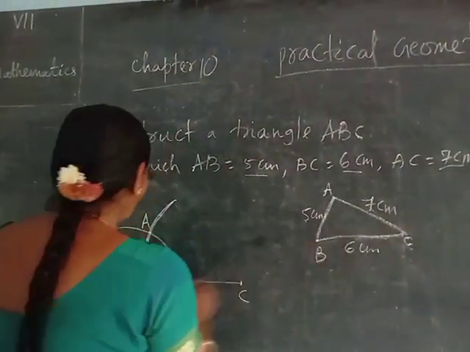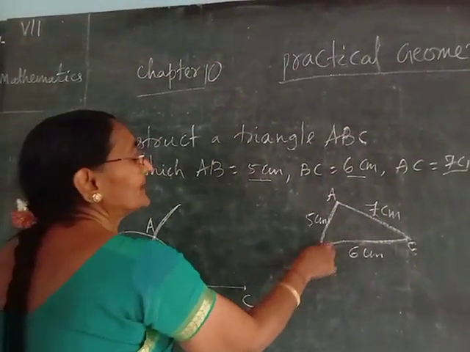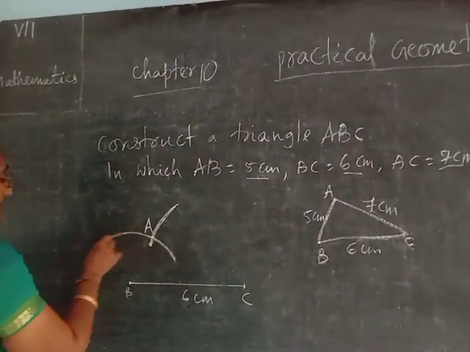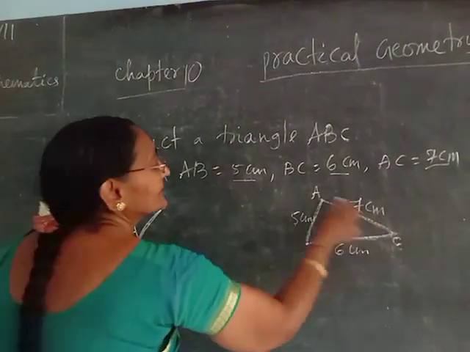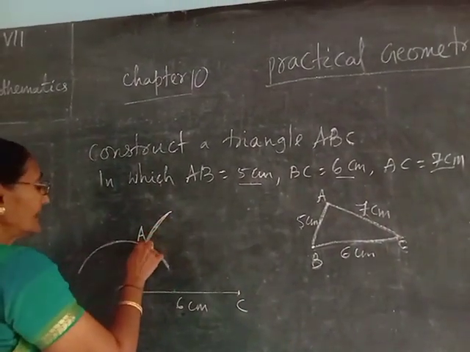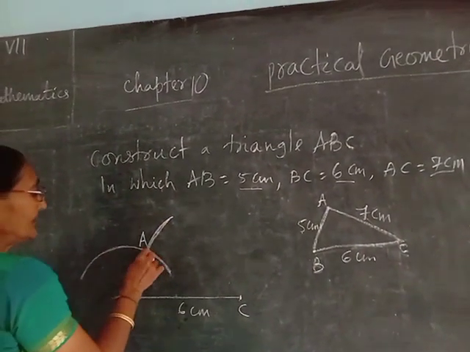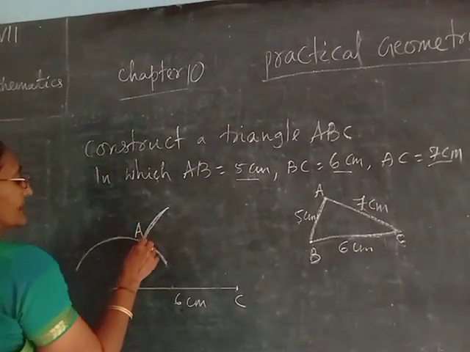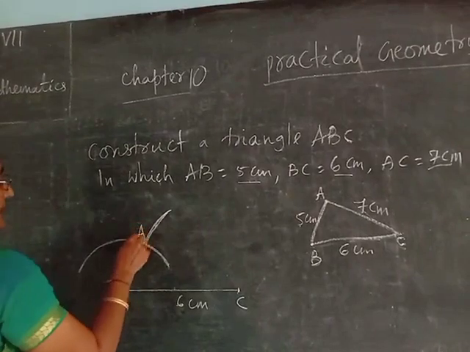First, BC you have taken, BC is 6 centimeter, and from B to A, this is 5 centimeter, the 5 centimeter arc you have drawn. And again C to A, this side is 7 centimeter, from C another arc you have drawn on the arc, before that arc. Where the two arcs are intersecting, there you will put the point, that is A.